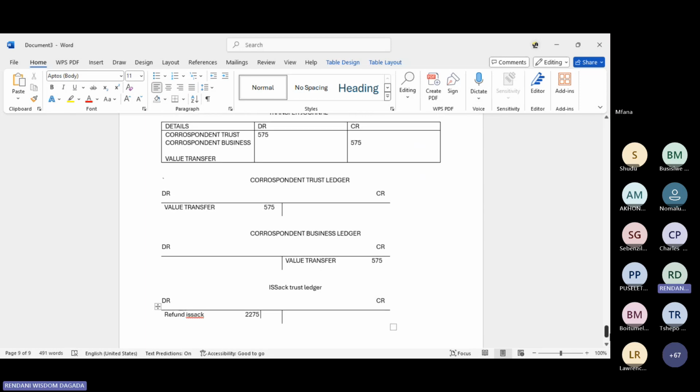Do you guys know how to account with a statement of account? The question, guys, do you know how to account with the statement of account?